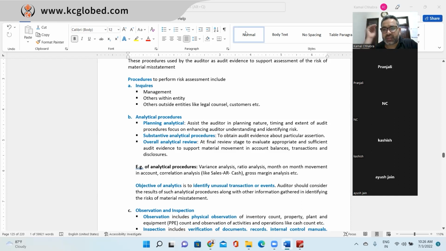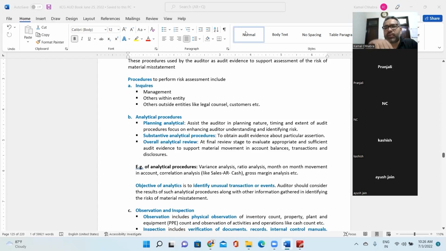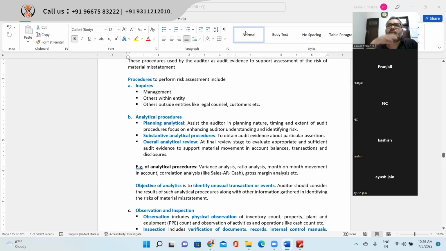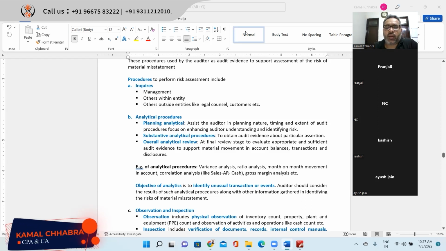In that we discussed that at the planning stage, we do the planning analytics. In that we generally do high level analysis of variation between current year and previous year, at the balance sheet level, profit and loss level, and cash flow level, just to understand what the major or material variances are. Then we inquire with the management to understand in more detail why those variances are there. So the planning analytics assists the auditor in planning the nature, timing, and extent of the audit procedure.